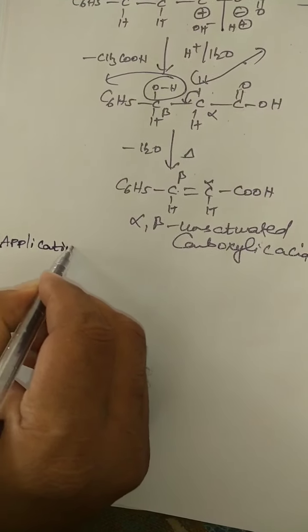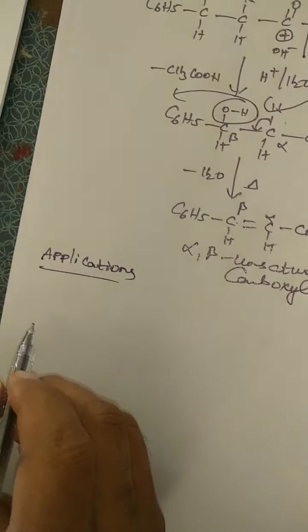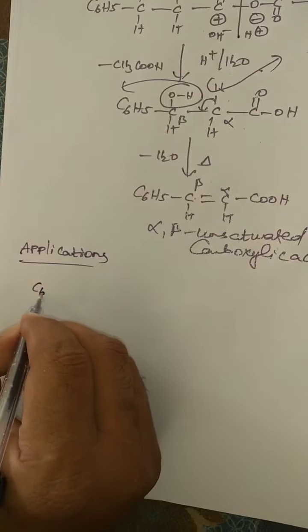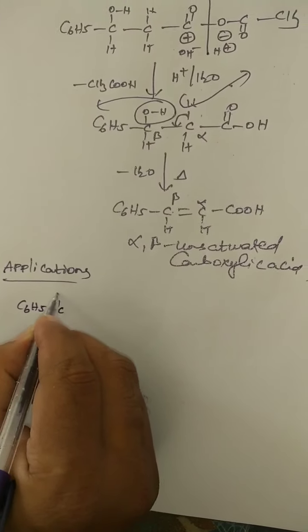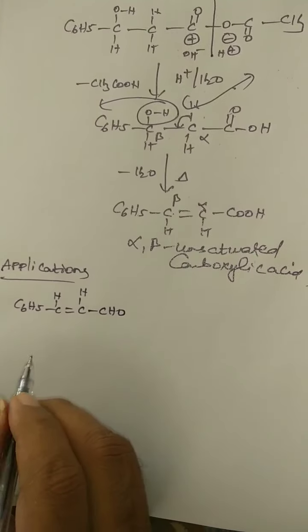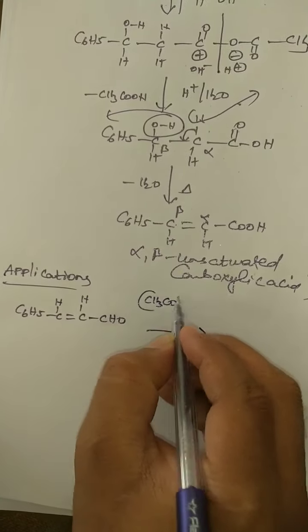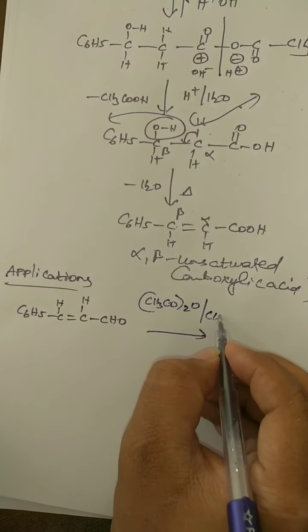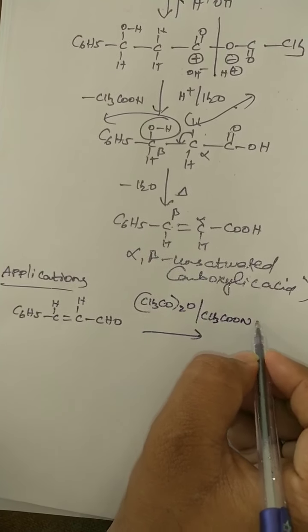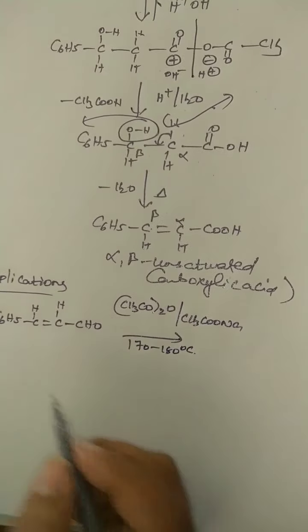So many applications you can get. If you have to write the same mechanism, what are the main applications here? See, now I am taking one compound. What is this? This is cinnamaldehyde. Same on arrow, simply I will write acidic anhydride, (CH3CO)2O, and the temperature to be maintained 170 to 180 degrees Celsius. So finally what is the product?